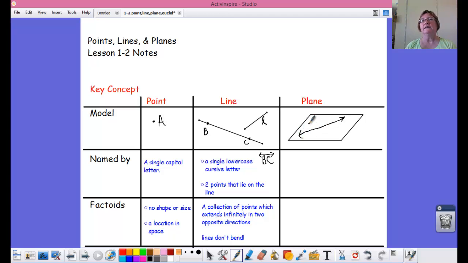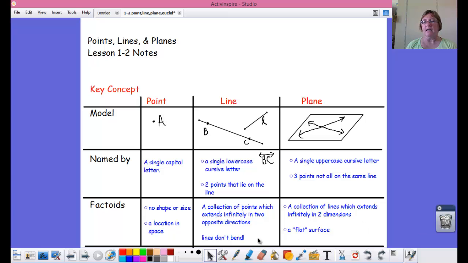A plane, by that same token, some people will call a collection of lines, okay, that extends infinitely in 2 dimensions. Okay? Not directions, but dimensions. And I kind of like that description. Most of us would say, in layman's terms, a flat surface. Okay? A plane, folks, is named by a single uppercase cursive letter.